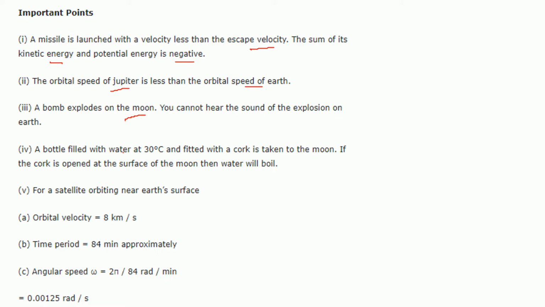A bottle which is filled with water at 30 degrees centigrade and fitted with a cork is now taken to the moon. If you open this cork at the surface of the moon, then the water is going to boil. For a satellite orbiting near the surface of Earth, we have orbital velocity as 8 km per second, and time is approximately 84 minutes. The angular speed is 0.00125 radian per second.